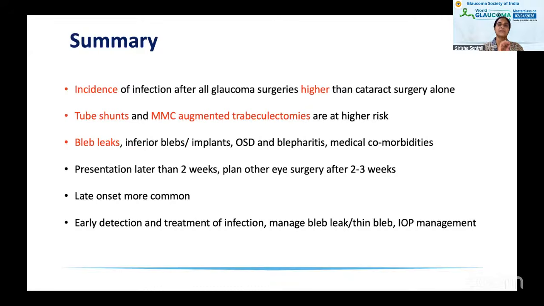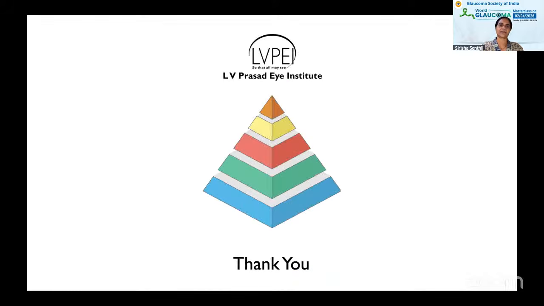Once that resolves, the bleb leak has to be managed. Even in the absence of a bleb leak, if there is a thin cystic bleb, that needs to be repaired. And of course, remember to manage the intraocular pressure as well.